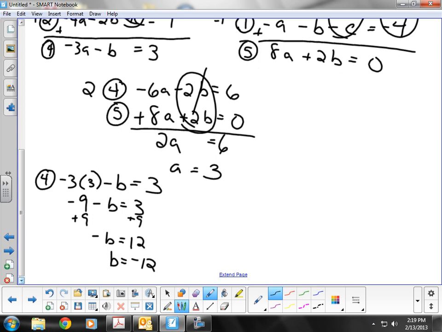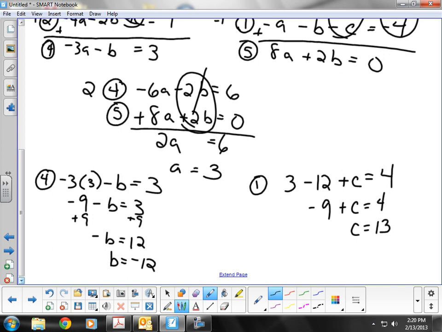And then I've got to go back into one of the first 3 equations. I'm going to pick equation number 1, because that one was a plus b plus c equals 4, right? So we know a is 3, b is negative 12, plus c is equal to 4. So I got negative 9 plus c is equal to 4, so c is equal to 13. It doesn't matter, as long as it's got all 3 variables so that you can use it.